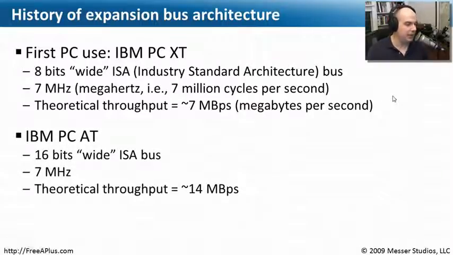The next computer that came out was the IBM PC-AT. The bus was twice as big. It was 16 bits wide. It still ran at 7 megahertz, which means we were able to essentially double the amount of theoretical throughput. So now you're starting to see how the width of the bus and the speed of the bus really have an impact on just how much traffic we're able to transfer at any particular time.